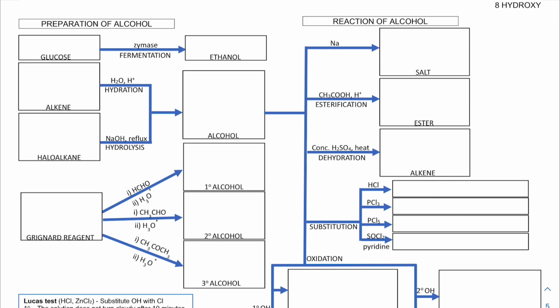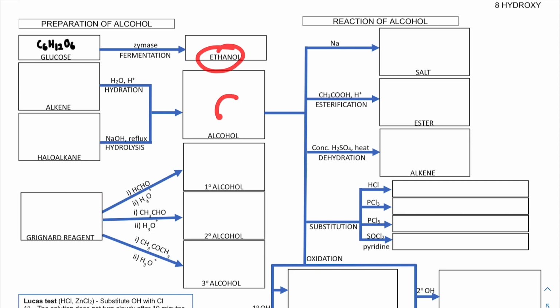So for the preparation of alcohol, there are 4 ways to prepare our alcohol. The first one is specifically for the formation of ethanol from glucose. What is the molecule for glucose? Our glucose is C6H12O6. Once it undergoes fermentation with our enzyme zymase, it will form ethanol.